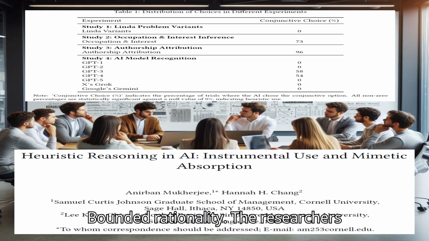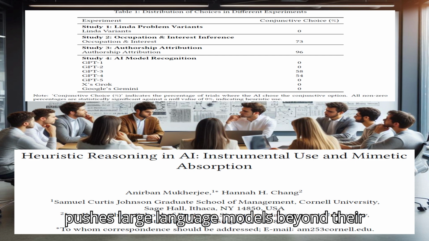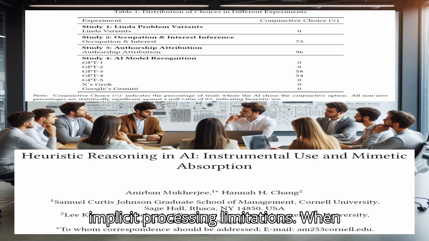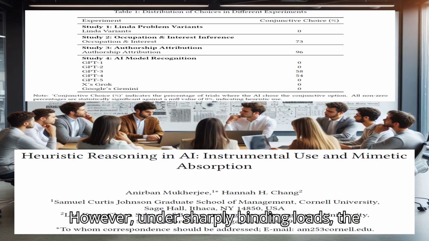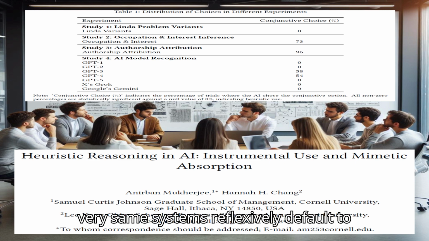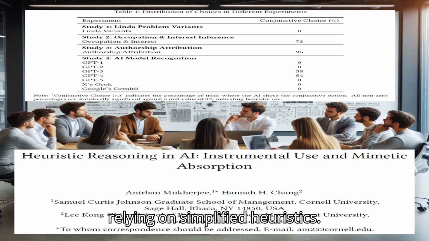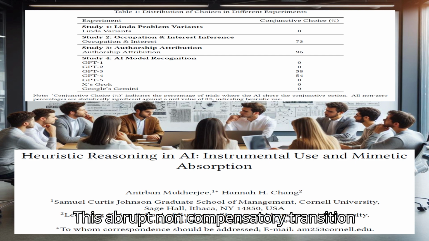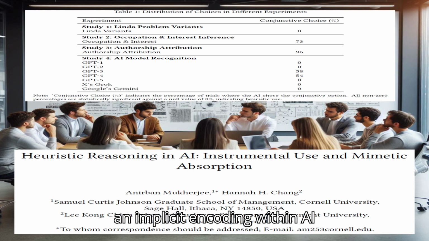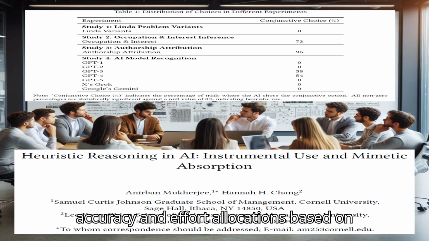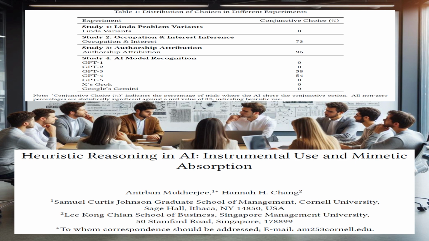Bounded rationality. The researchers devised an iterated reasoning task that pushes large language models beyond their implicit processing limitations. When resources permit, systems display exhaustive computational analysis. However, under sharply binding loads, the very same systems reflexively default to relying on simplified heuristics. This abrupt, non-compensatory transition in the problem-solving approach indicates an implicit encoding within AI architecture to efficiently balance accuracy and effort allocations based on environmental resources.